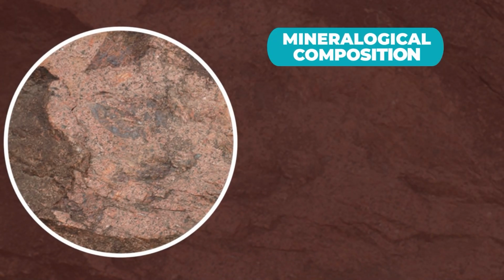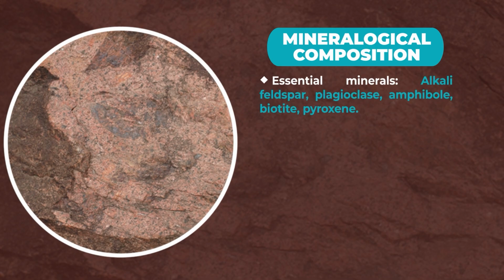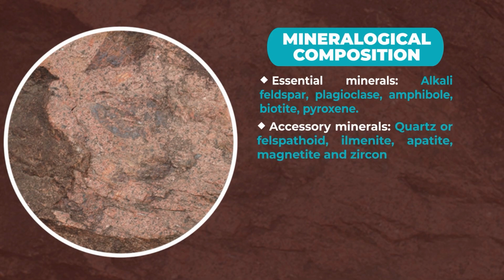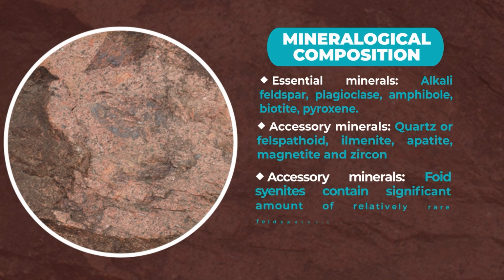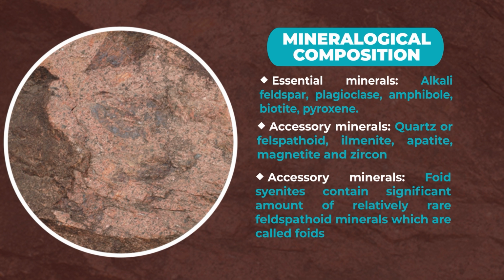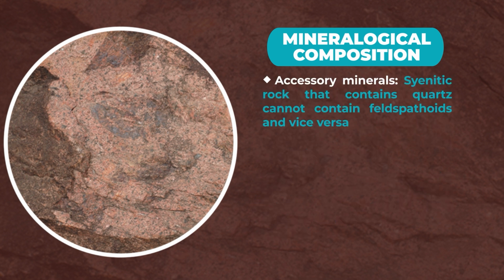Mineralogical composition wise, syenites essentially consist of alkali feldspar, plagioclase, amphibole, biotite and pyroxene. Quartz or feldspathoid, ilmenite, apatite, magnetite and zircon are the accessory minerals present. Foid syenites contain significant amount of relatively rare feldspathoid minerals which are called foids. Syenitic rocks that contain quartz cannot contain feldspathoids, and vice versa, because quartz and feldspathoids are not known to be compatible from the phase diagram inferences. Secondary minerals present are chlorite and sericite.